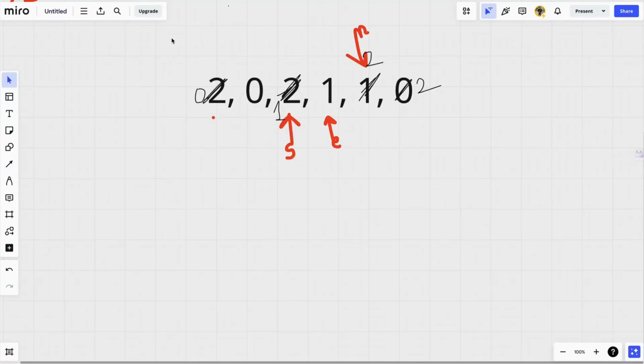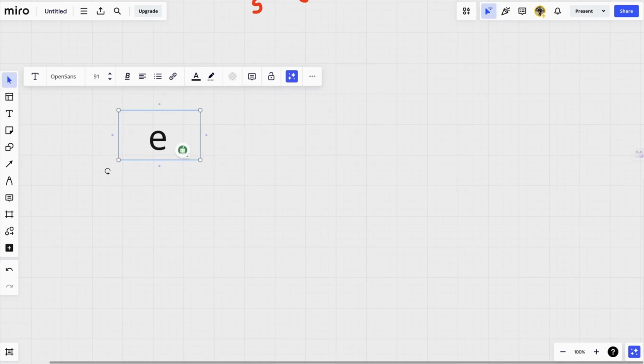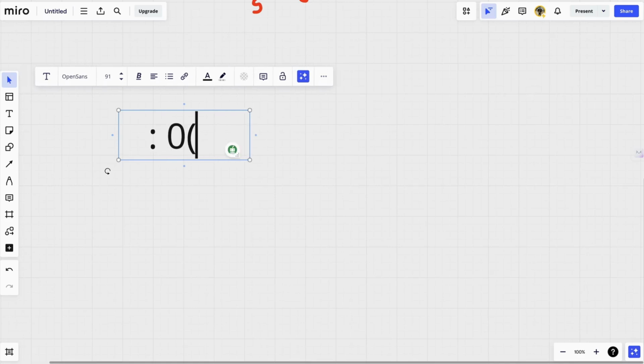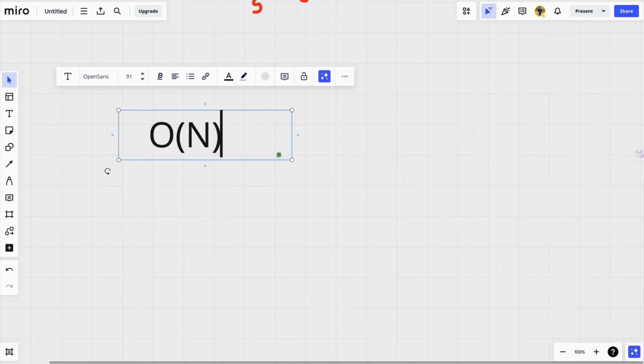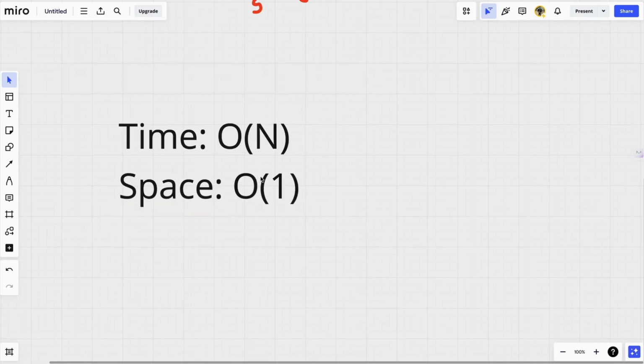So what's the time and space complexity for this? See, we are sorting it in place, right? So the time complexity is nothing but big O of n, and we are not using any extra space. So the space complexity is nothing but big O of 1. We'll have constant space, right? That's it. And that's the problem. This is the optimal approach.